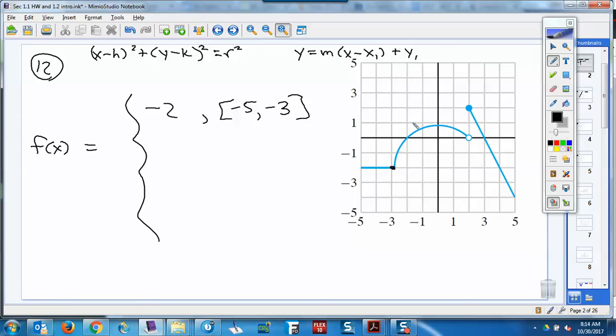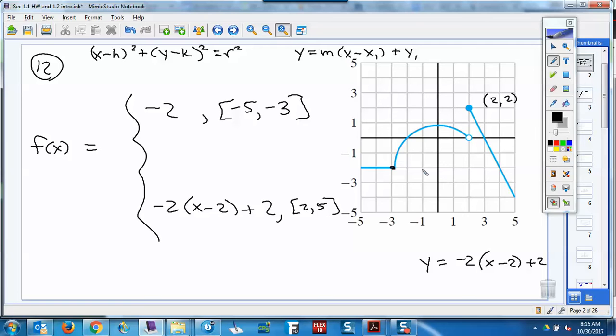Okay. Then we got the half circle, which I'll skip for right now. And now let's go to this line. So this line would be y equals, what's its slope? Looks like it's down 2/1. So -2 slope. And then if we use this point right here, which is 2, 2, is that right? So -2(x minus 2) plus 2, and you can just leave it like that. Is that right? Yeah, I think so. And then that goes from 2 to 5 included.